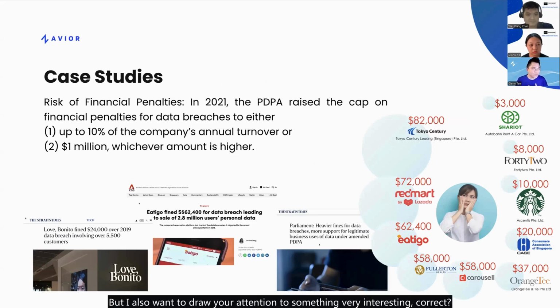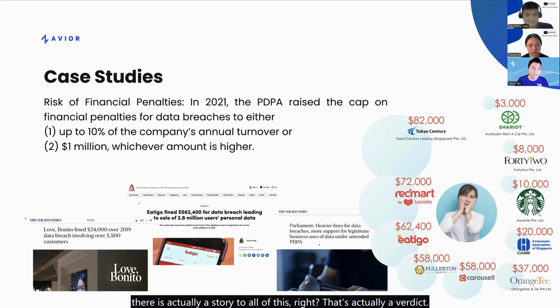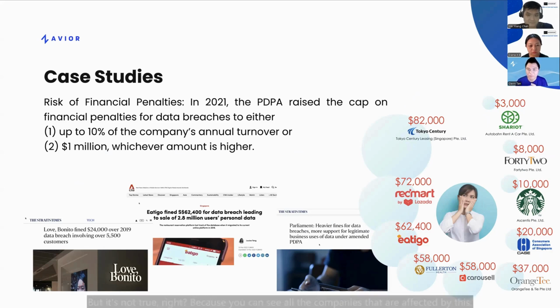But I also want to draw your attention to something very interesting. You can see this bubble over here. It shows all the different sizes of fines that have happened, and there is actually a story to all of this, a verdict. But what I want to explain is that sometimes we think data breaches or scams don't affect us or our business. But it's not true.